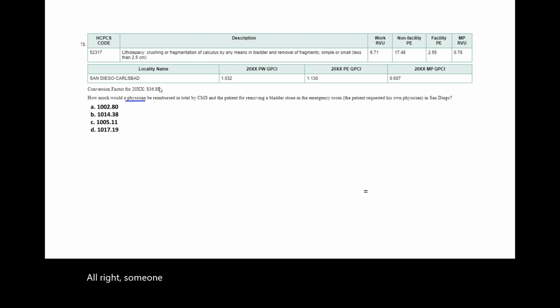All right, someone said they forgot the conversion factor. It's right here. Okay, conversion factor is the same.